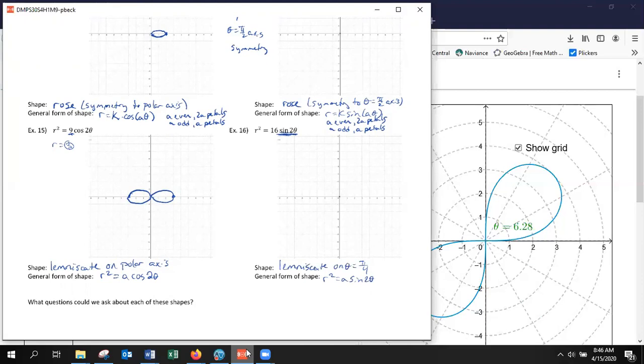Hopefully this gave you some insight into what the different graphs look like and why they're created. And so stay tuned for video number 3, where we're going to go into a lot more depth about how we actually show that symmetry.